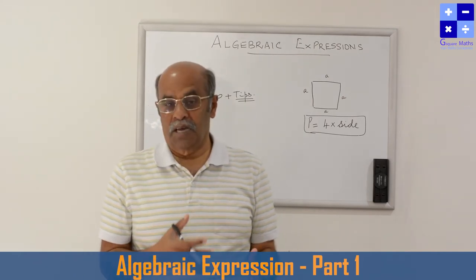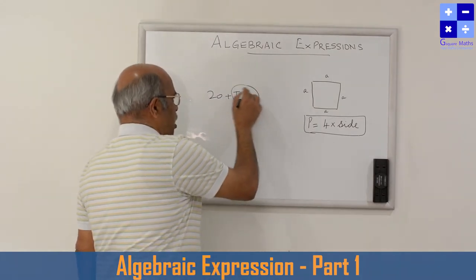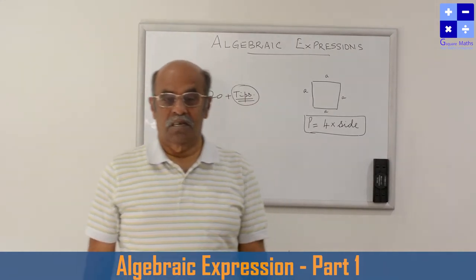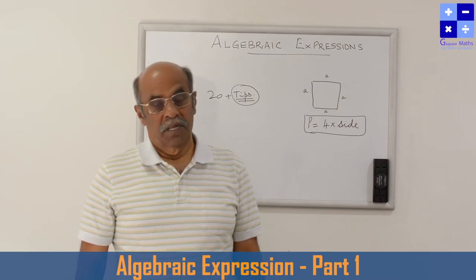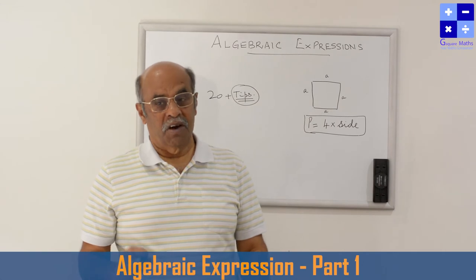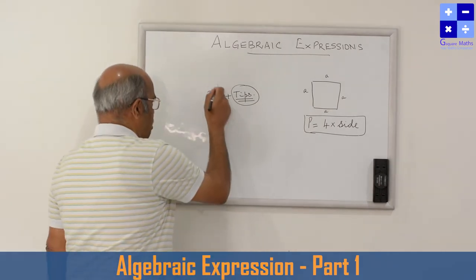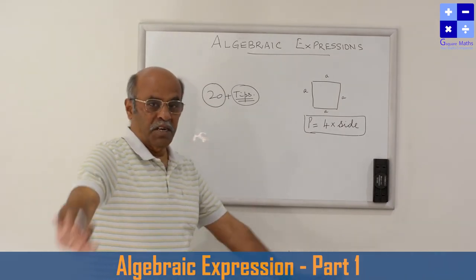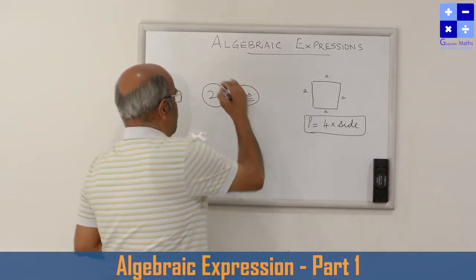The cost of the dosa is the same. So here, the tips that the individuals give differ. And that changing value is known as a variable. In algebra, variables and constants play a vital role. And this 20 is a constant. There is no change in that. The cost of the dosa is 20 rupees only. So this is a constant, this is a variable.